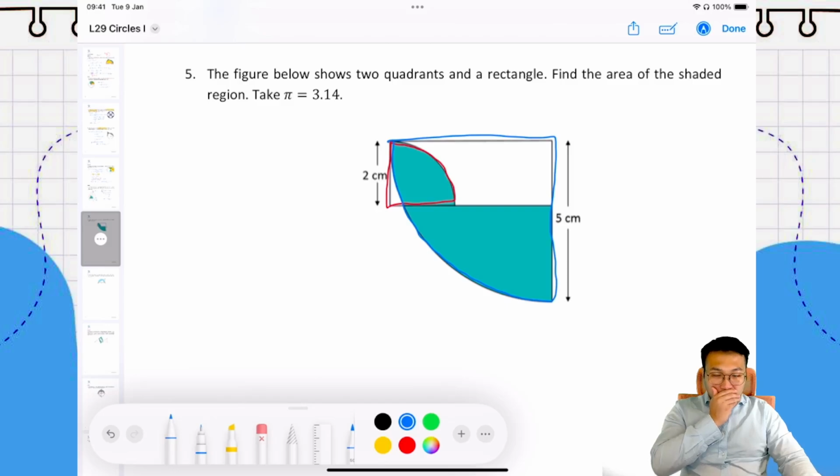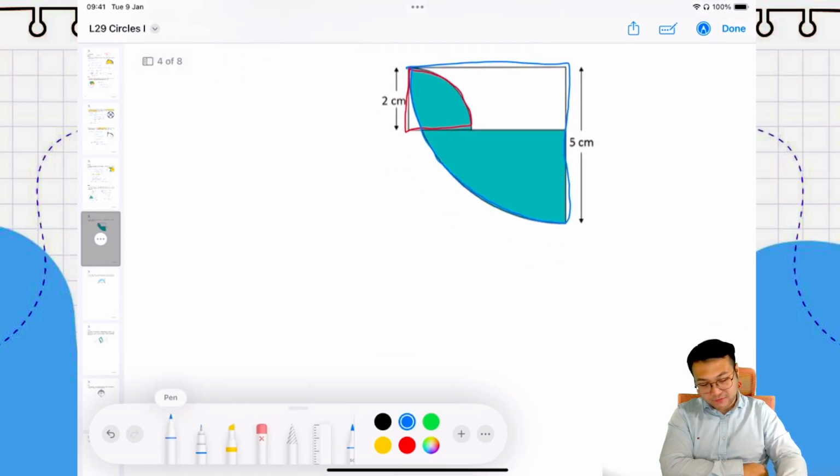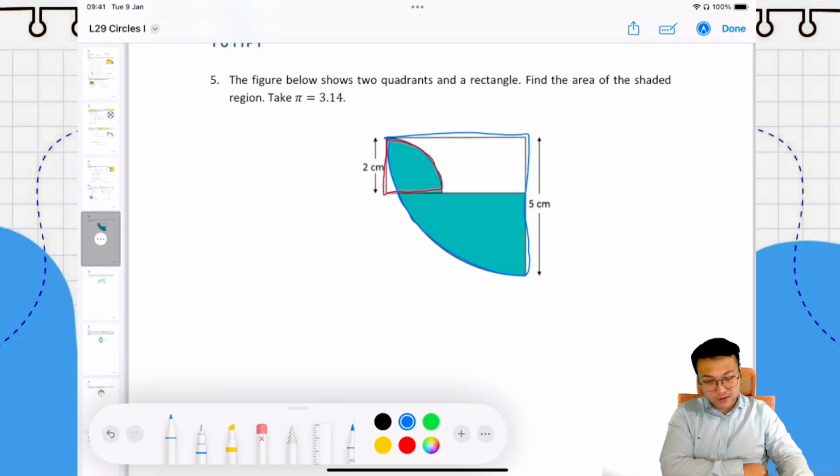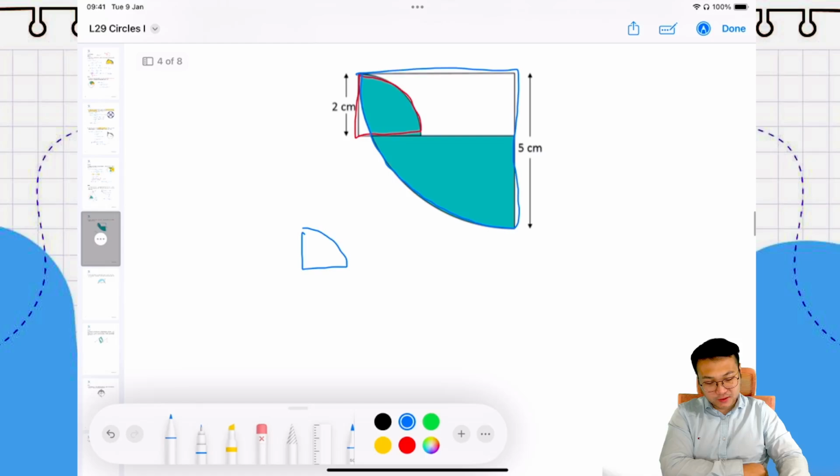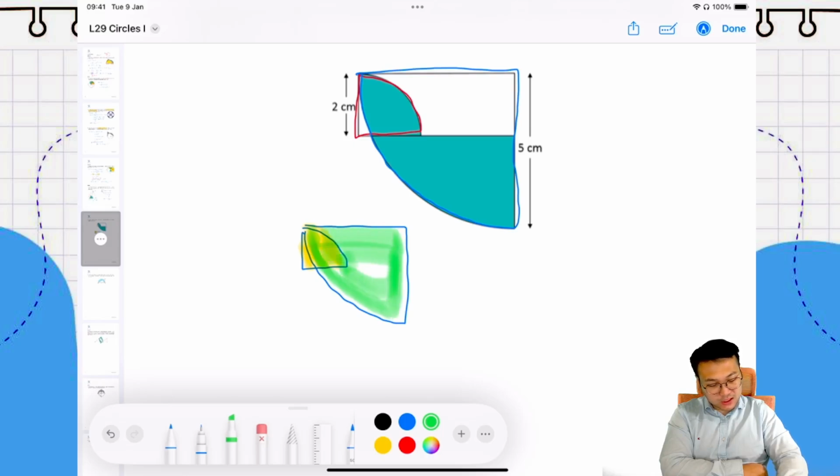So they want you to find the area of the shaded region. Let's say I would like to find the area of the shaded region. What if I were to take the small quadrant plus the area of the big quadrant? Will that give me the shaded area? I don't think so. That will not give me the shaded area.